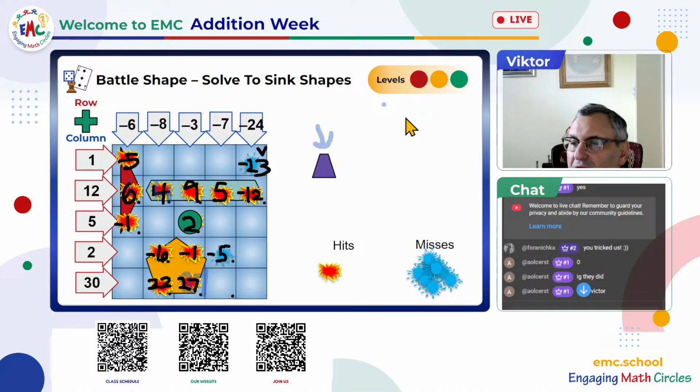So maybe we'll try 2 and -24, since we are on a roll with big negative numbers. On a roll. Okay, 2 and -24. What do you got there, Victor? -22. And Victor gets another miss. We won't count that towards chat's, of course.